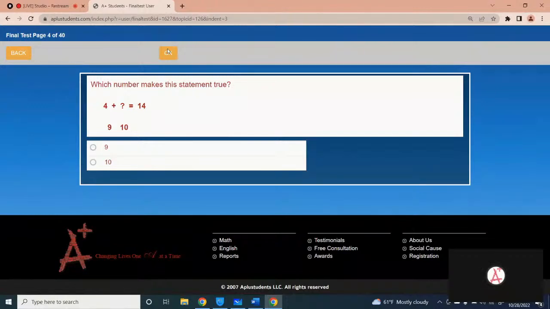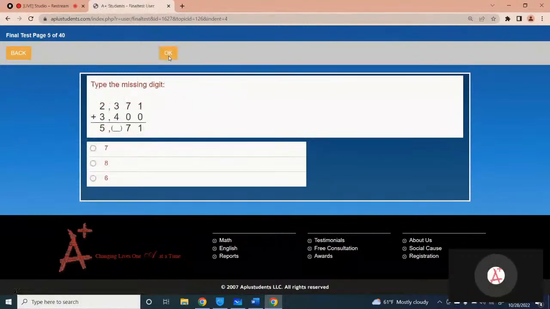Now look at the 10. 10 plus 4 is 14. And 14 equals 14. That means the correct option is 10, because 9 plus 4 makes 13. So select the correct option and click on the OK button. The correct option is 10, since 10 plus 4 makes 14.